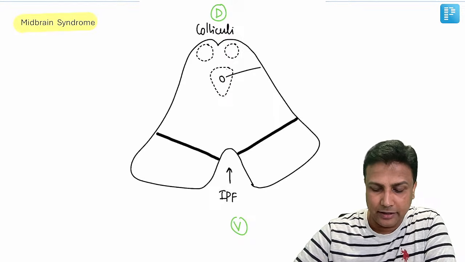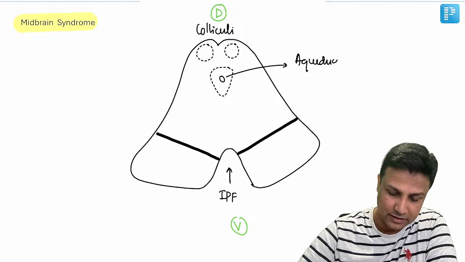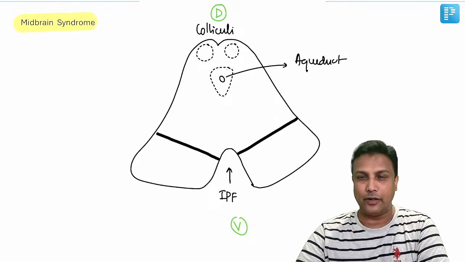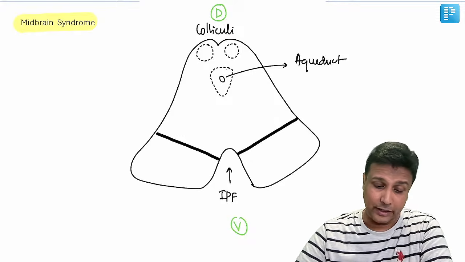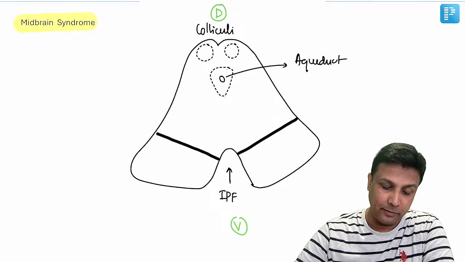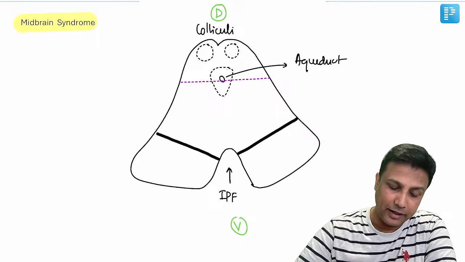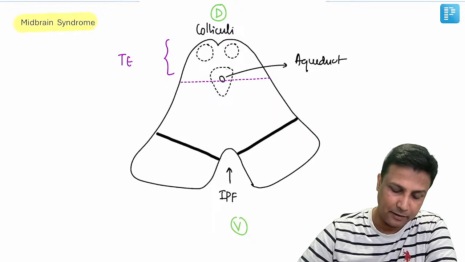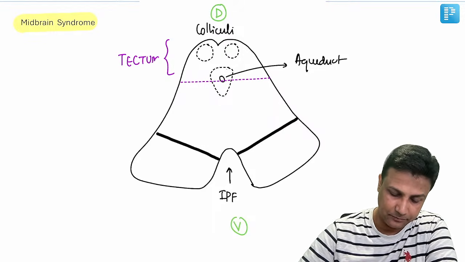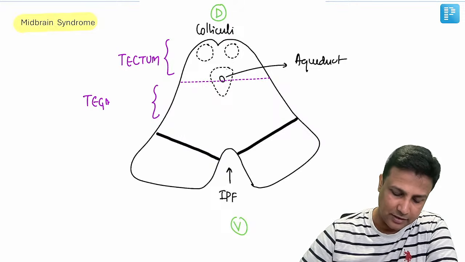And in the middle, there'll be a duct here, and we know very well this one here will be the aqueduct of Sylvius or cerebral aqueduct. Now, my dear friends, remember this aqueduct is a very important landmark. Why? Because whatever part that you are able to see behind the aqueduct here, this part is actually referred to as tectum. The part in the middle here will be referred to as tegmentum.